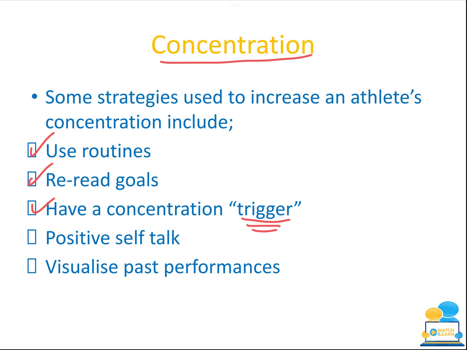It is very hard to concentrate the whole time, all the time, especially in some longer events, so triggers can help some people. Positive self-talk. So you are a good athlete. You've done it before. You've performed in various different scenarios. You're a brilliant competitor. You always do your best. That would be an example of positive self-talk that an athlete could use.